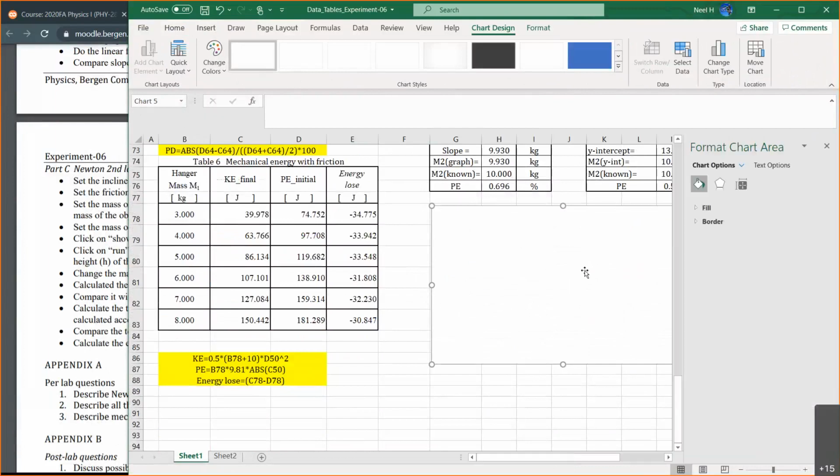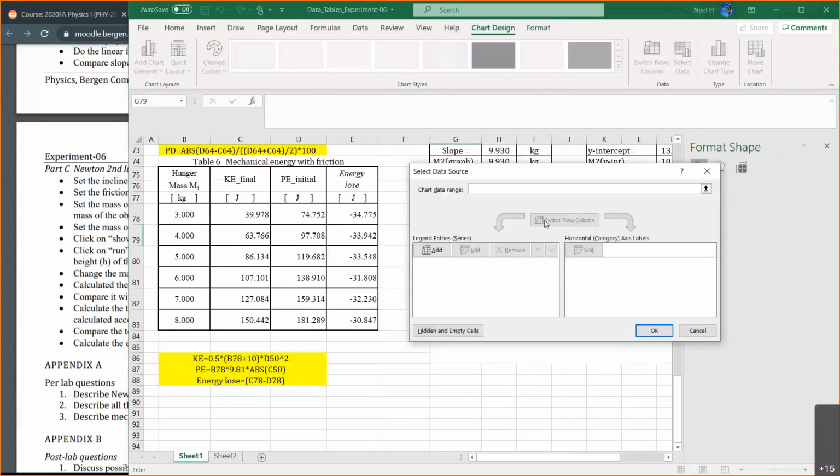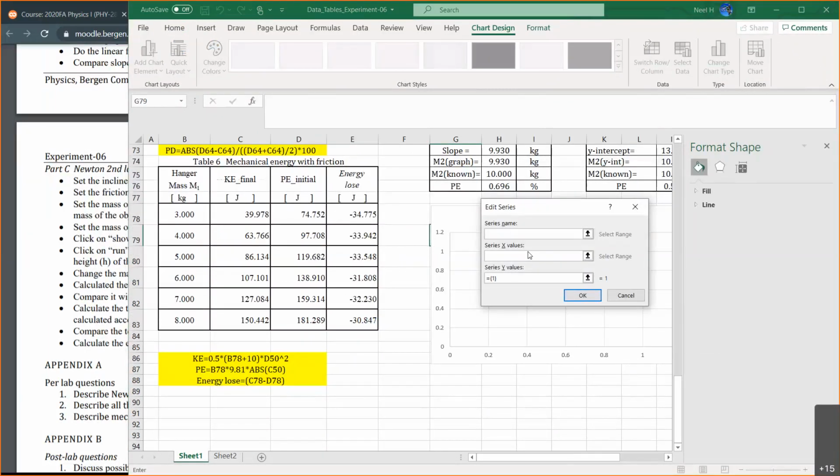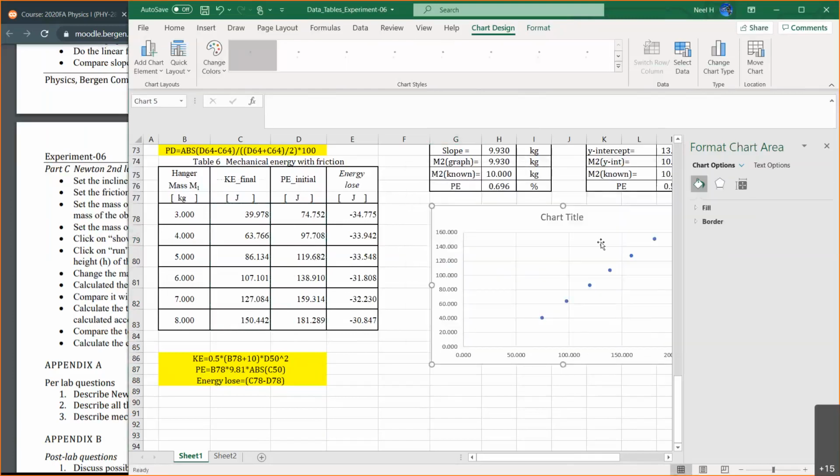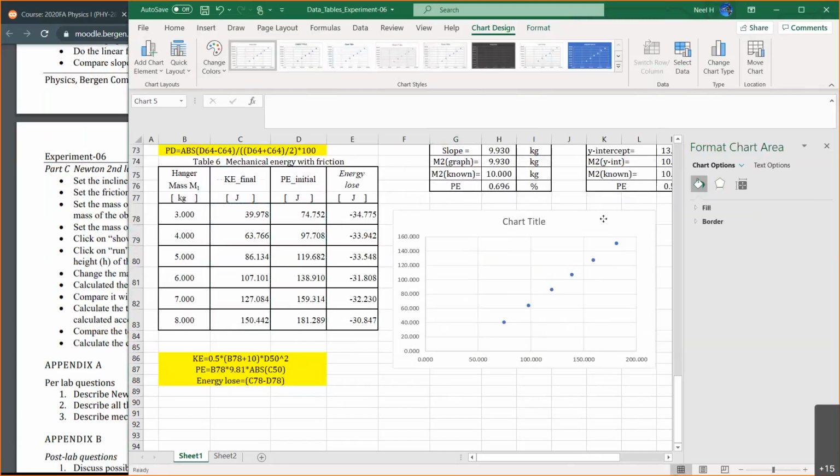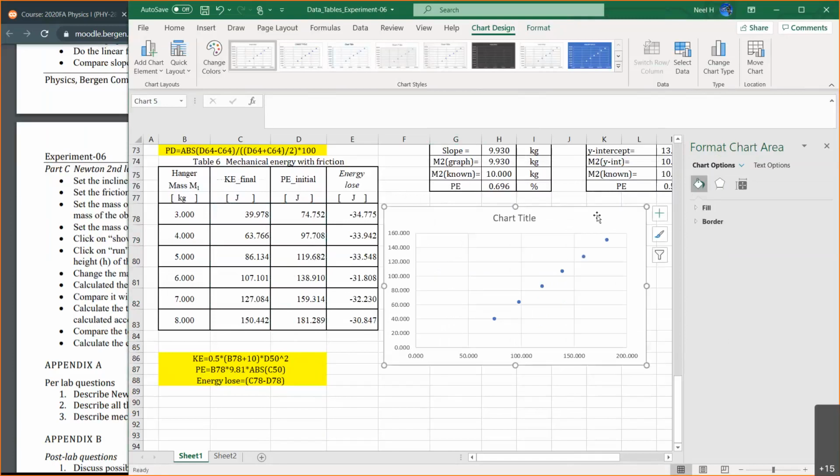Double click on the graph sheet, click on select data, add, and x values. It doesn't matter what the x values are, but let's put initial for x and then final for y. From initial is D78 to D83, and final C78 to C83. Click OK, click OK again. Now you should see a graph which should not go through the zero point.